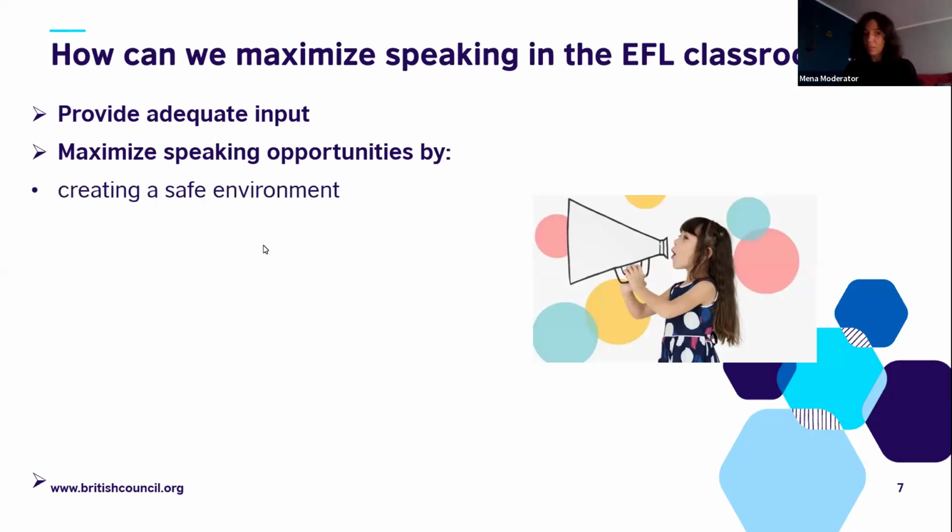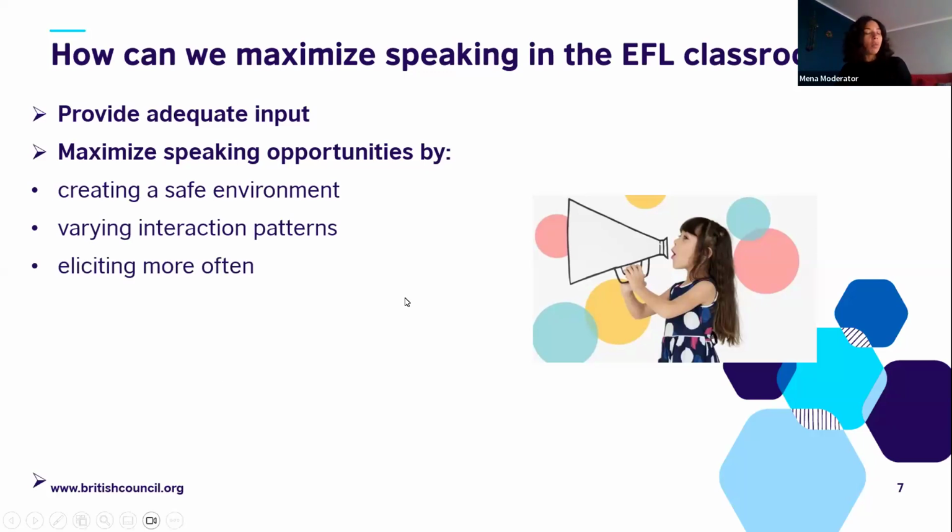So creating a safe environment, like you said, encouraging them, not criticizing, giving constructive feedback, all that is very important. Varying interaction patterns, so like you said, group work, pair work, trying to vary the interaction patterns and making sure that they actually talk to each other and not just to the teacher all the time. Eliciting more often, so how can we encourage them to participate and speak? We could simply use eliciting as a way of starting simple. So they don't have to string a long sentence or a paragraph about the topic.